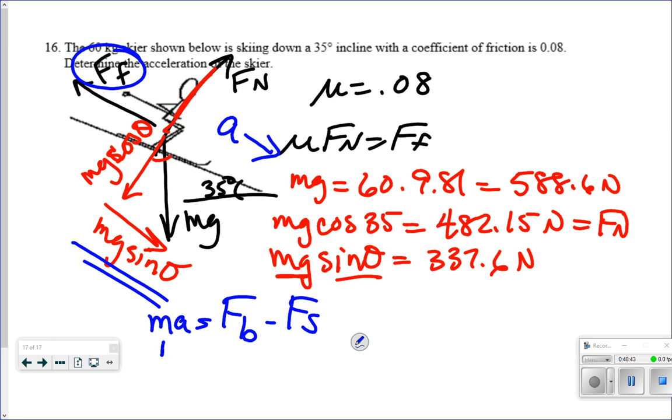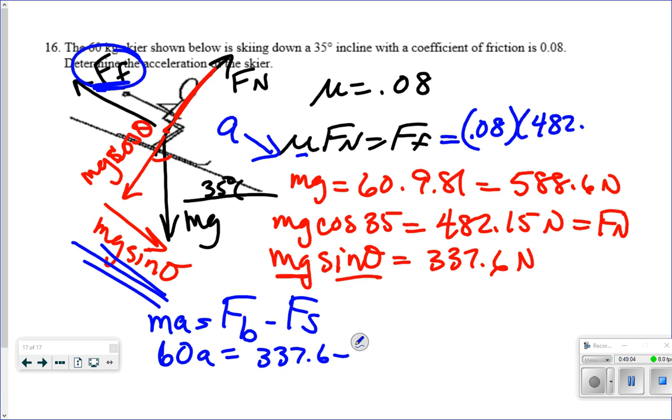All right, 60 kilogram skier times A equals the bigger force of mg sine theta minus the smaller force of the friction, which I haven't bothered to calculate. Good job, Grady. All right, so 0.08 for coefficient of friction. My normal force is 482.15, which tells me that my friction force is 38.57 newtons.